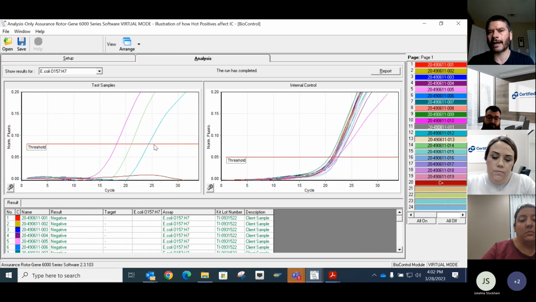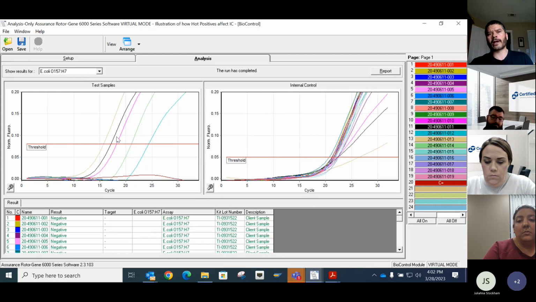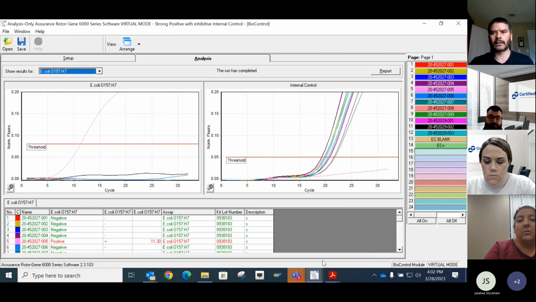And when there's a later positive, this is not late, but it's not as early as these, you see that had no impact on its IC because there was plenty of nucleotides to build the corresponding internal control for this sample. So this shows you how hot positives can impact the IC, but it's not going to affect the validity of the results.